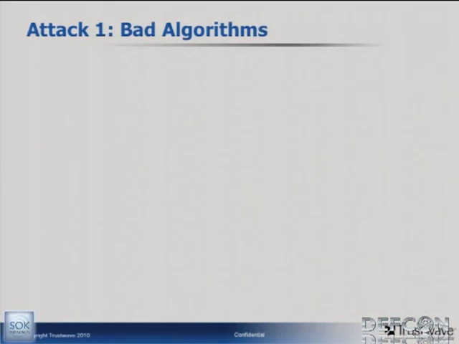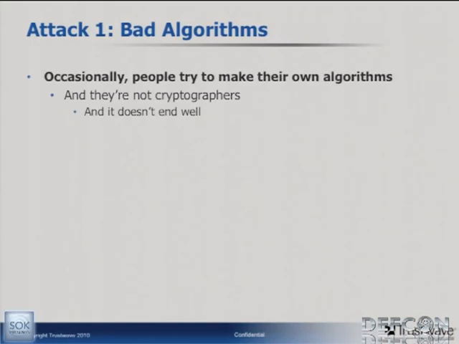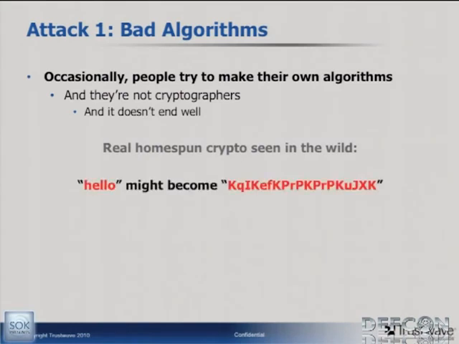So let's talk about using oracles to attack some bad algorithms. Occasionally people try to write their own crypto and it doesn't work out too well. Unless you're a cryptographer, and even then sometimes it doesn't work out so well. Let me show you some real homespun crypto that I've seen in the wild during a pen test. Here's a plain text, hello, and its corresponding ciphertext, which is a bunch of what looks like gibberish. I found an SQL injection flaw, but it did not allow me to do anything but read data from the database. So I said, okay, I'll get all the credentials from the database. Turns out the passwords were all encrypted, and it was this bizarre looking stuff that doesn't really look like strong crypto.